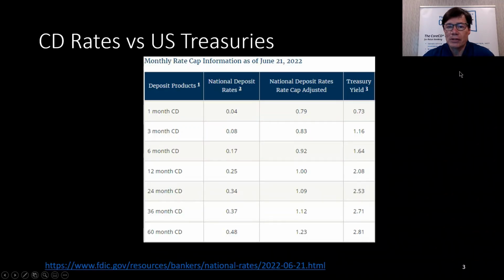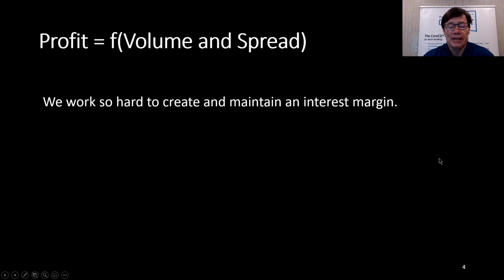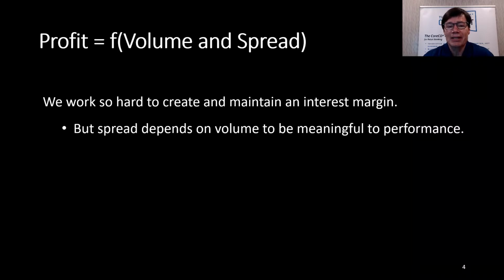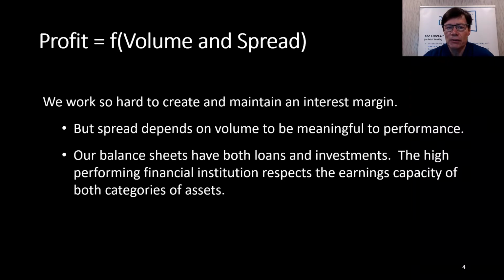US Treasuries have increased dramatically in 2022. The FDIC reported on June 21st the difference between average CD rates and US Treasuries. It's a significant difference today. And we know that profit is a function of both volume and spread. And we work hard in our industry to create and maintain a spread or interest margin, but the spread depends on volume in order to be meaningful and relevant.